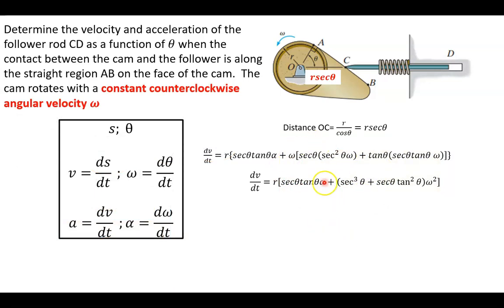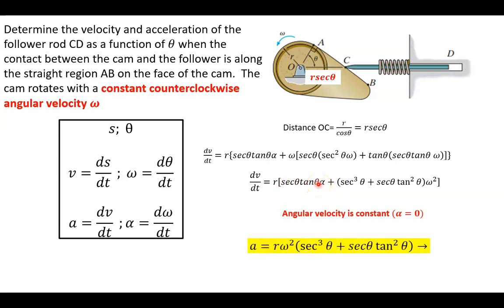So we'll just clean up the board a little bit here. Constant counterclockwise angular velocity of omega. So our angular acceleration, alpha, is going to equal 0. So this drops out, and it becomes a little simpler to look at. So the linear acceleration of the follower is R times omega squared times the quantity of secant cubed theta plus secant of theta tangent squared theta, going towards the right.